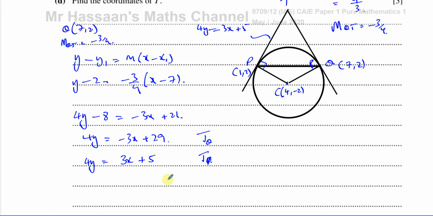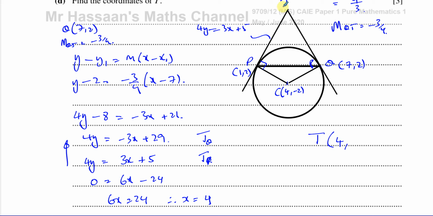So what we can do now is solve these simultaneously. I can, for example, subtract these two equations. 4y minus 4y is 0. 3x minus 3x is 6x. 5 minus 29 is minus 24. So we can say 6x equals 24. Therefore, x equals 4, and that's the x coordinate of T.